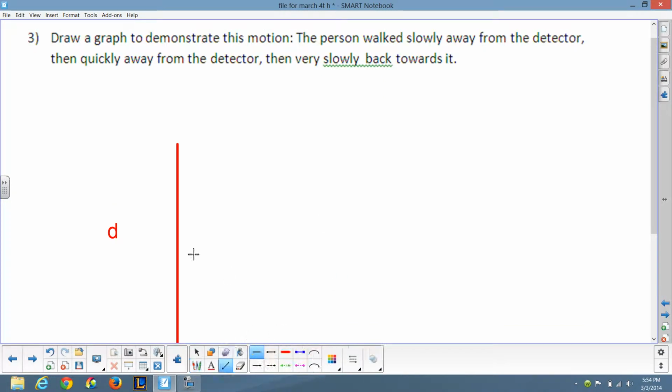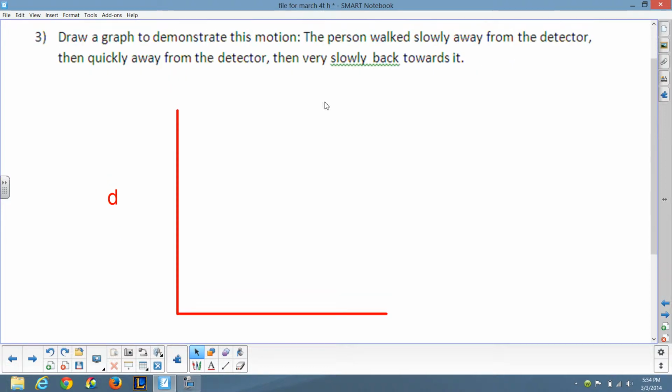We want the person to walk slowly away from the detector, then quickly away from the detector, and then very slowly back towards it. So let's go. Slowly away from the detector. There you go. Slowly away. Quickly away from the detector. Alright, so going the same direction, but we have a steeper slope. And very slowly back towards the detector.